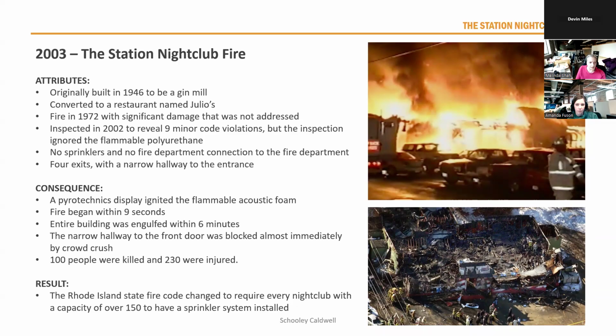Over 100 people were killed and 230 injured, from smoke, fire, and also the crowd crush, with all those people trying to get out that one small entrance. This resulted very quickly in Rhode Island changing their fire code so that every nightclub with a capacity over 150 people has to have a sprinkler system installed, because that would have helped slow this, even if it didn't put out the fire, because that's not what sprinklers really do. It would have slowed down the fire enough to get people out of the building. So we don't necessarily have that law in Ohio, but it's still a good thing to learn from.